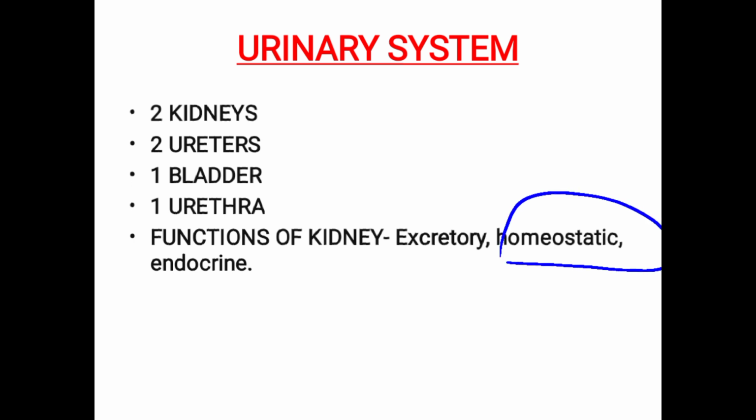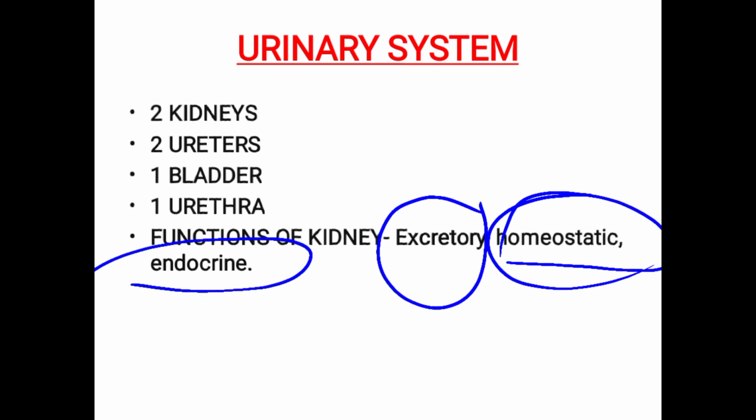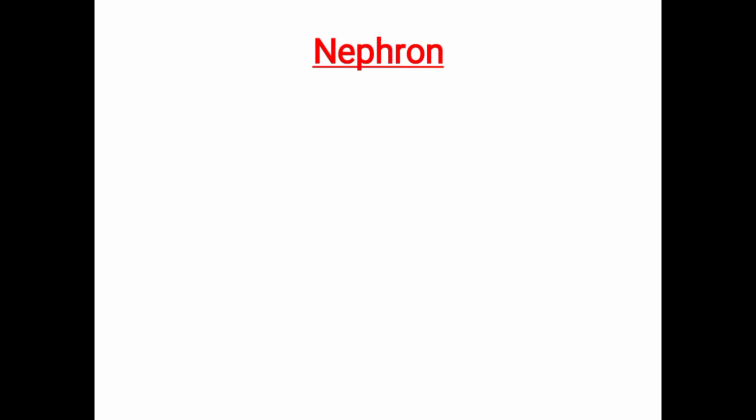We will study the functions of the kidney in the excretory system. One is excretion in the form of urine formation, then maintaining homeostasis, and also secreting some hormones, called endocrine functions. Next, coming to the nephron. We will study only the kidney, the functions of the kidney.